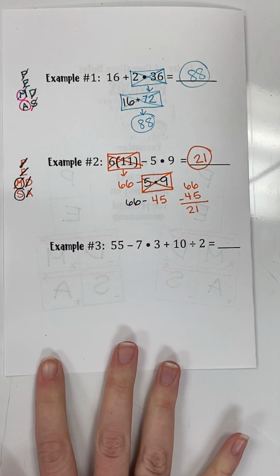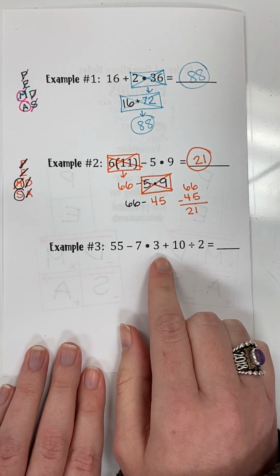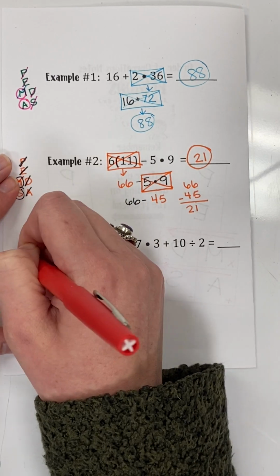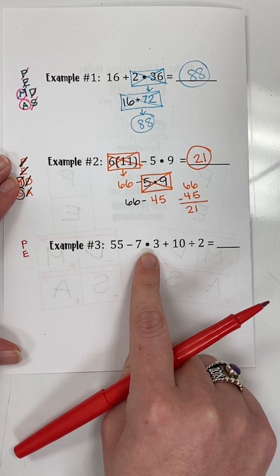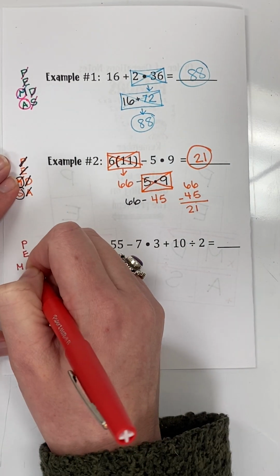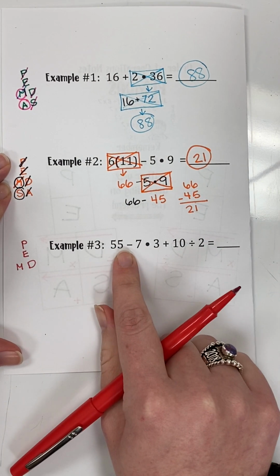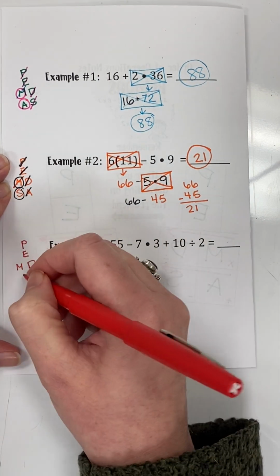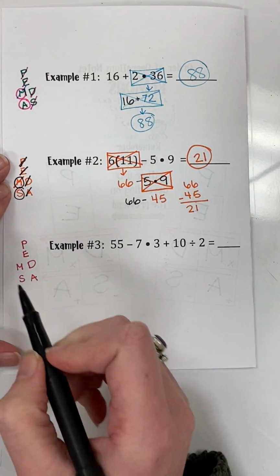Okay, our last problem here, down at the bottom, I have 55 minus 7 times 3 plus 10 divided by 2. So this one has lots and lots of operations. So let's go ahead and start with our P and E because they never change. Now between multiply and divide, if I'm reading my problem, I see multiplication first. So I'm going to put my M and D. But when I'm deciding what goes first, my A or my S, when I'm reading my problem, I see my S. I'm subtracting before I add. So I'm going to go ahead and put my S and then my A. And that'll just help us remember to go in that order.